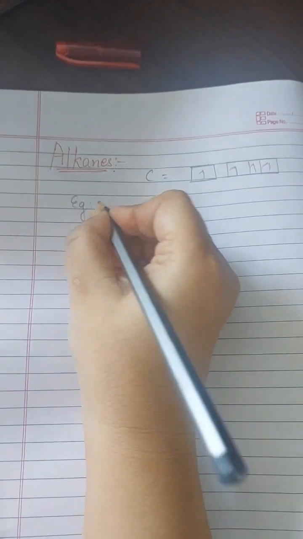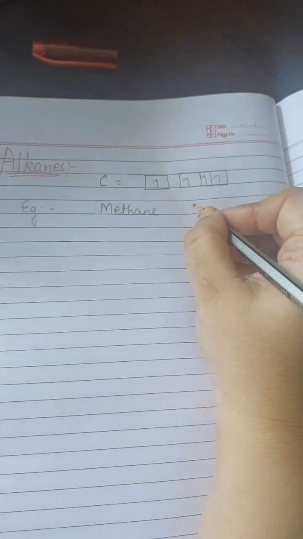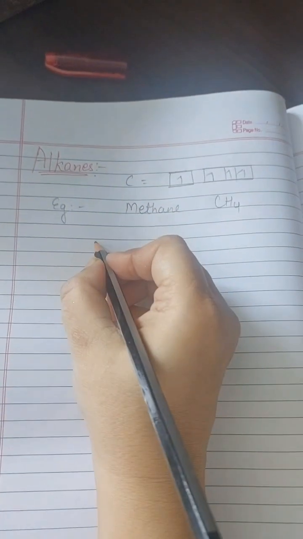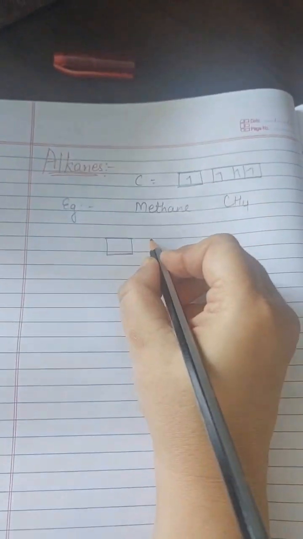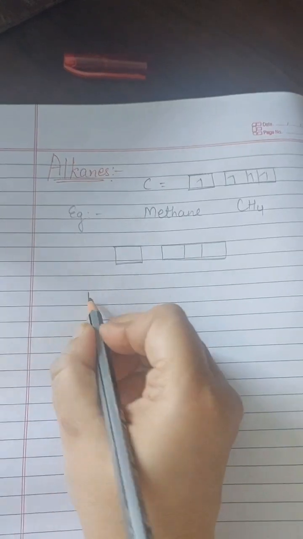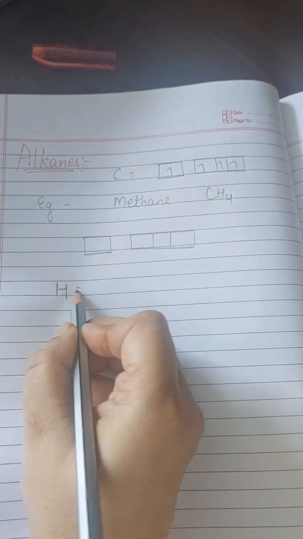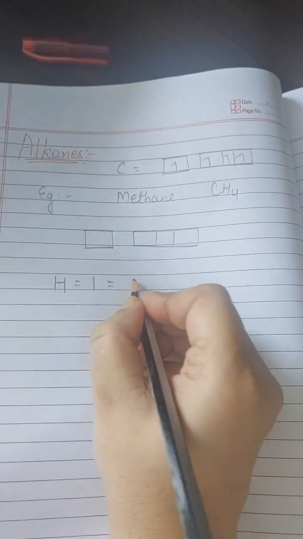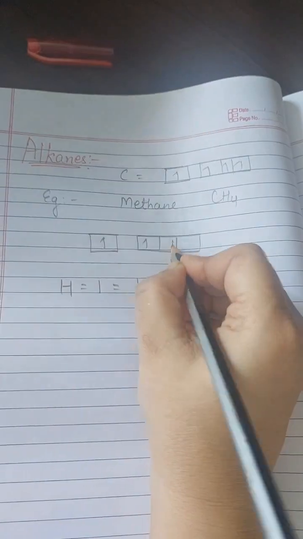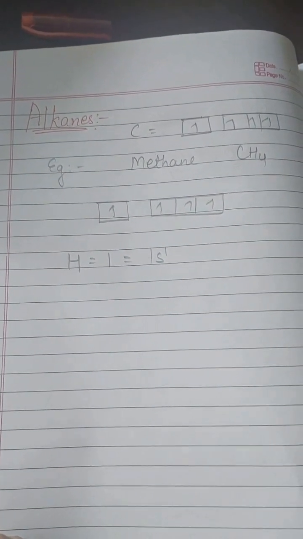Let's take an example of an alkane, methane. By methane, I mean its chemical formula is CH4. When hybridization occurs, now the atomic number of hydrogen is 1, so its electronic configuration is 1s1. There is 1 electron of carbon in each subshell.